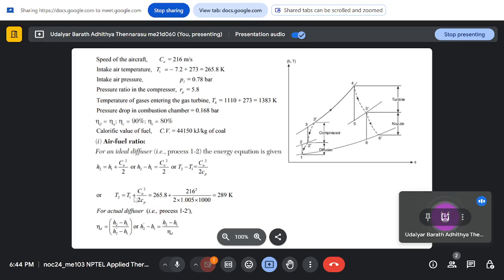So we know the inlet temperature is 265.8, so 265.8 plus velocity 216 square by 2 into the Cp of air, which is 1.005 kilojoule per kg Kelvin. We are converting into joule, so multiply by 1000, so this becomes 289 Kelvin.